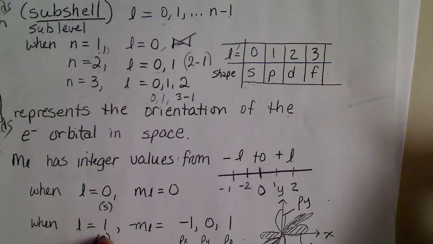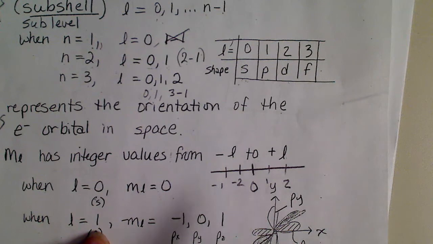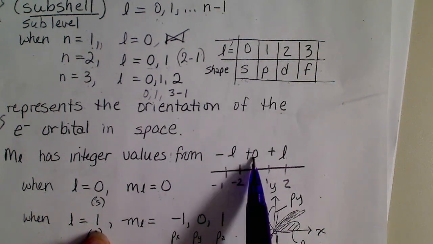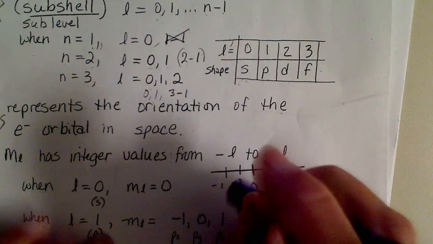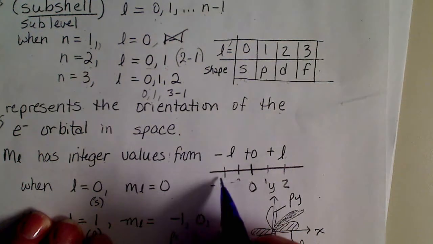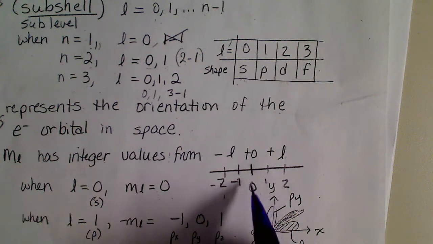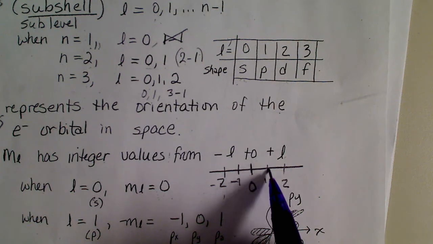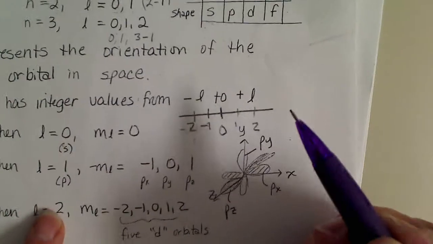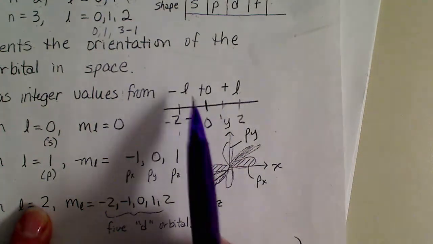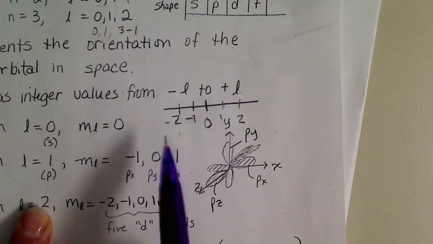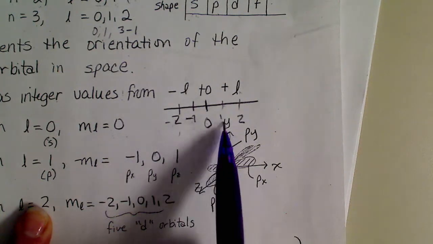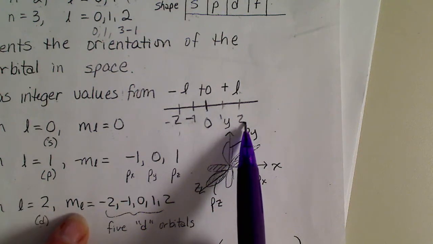When L equals 1, we're going to go from -1 through 0 to +1. When L equals 2, we go from -2, -1, 0, 1, to 2, that is, from -L to +L. So there are 5 values for M sub L.